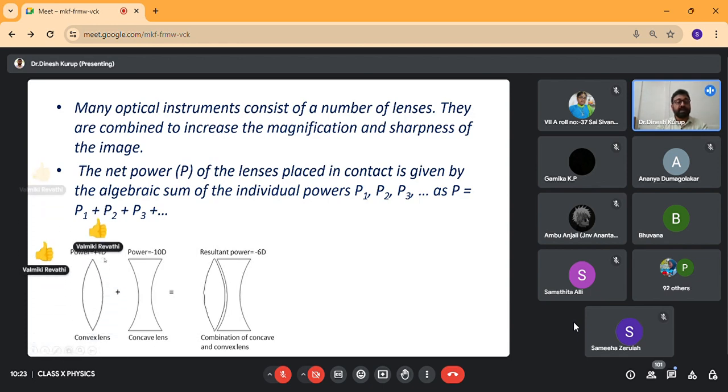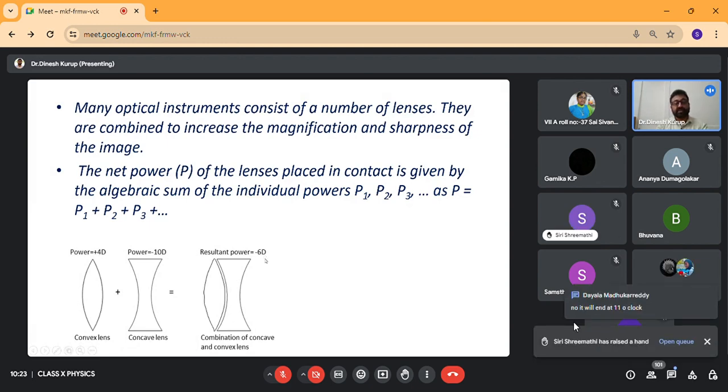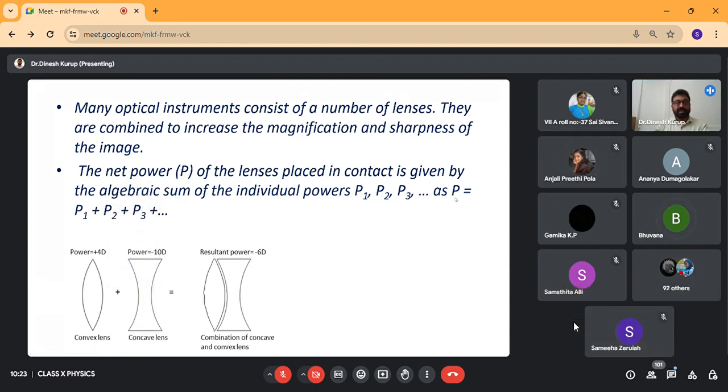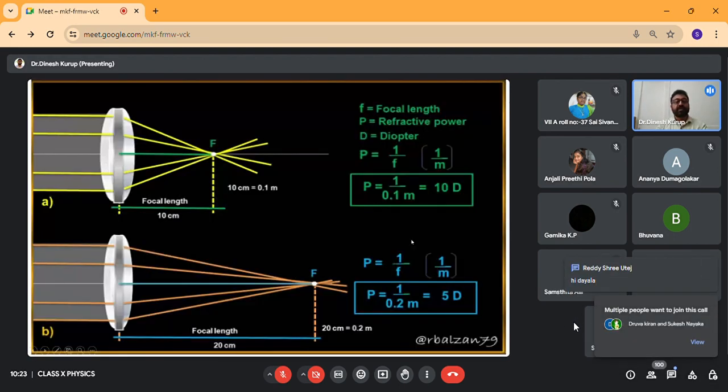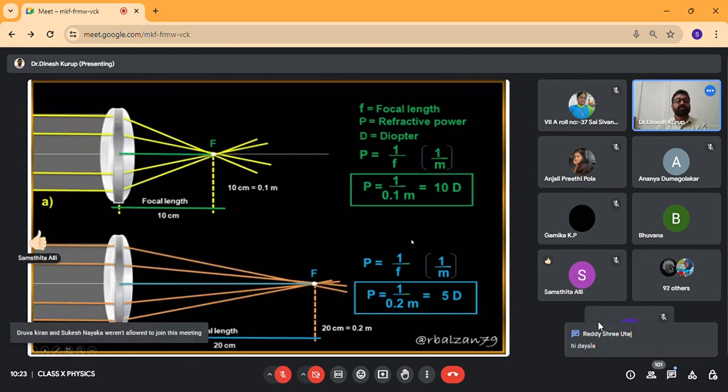See, here it is a convex lens with a power of plus 4 diopter, and here it is a concave lens with a power of minus 10 diopter. The resultant power is minus 6 diopter. We take the sum of individual powers. Okay? We will add all the powers together and we will get the resultant power of this one. See this one.